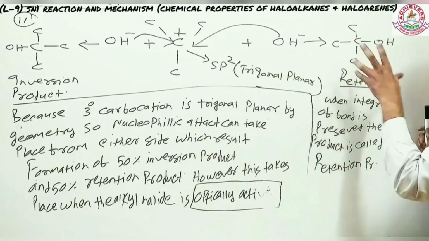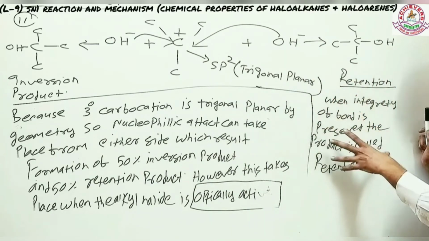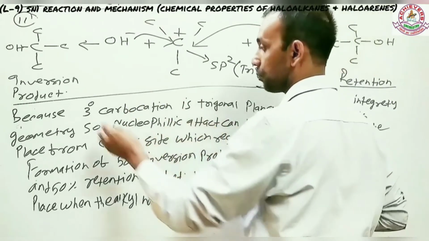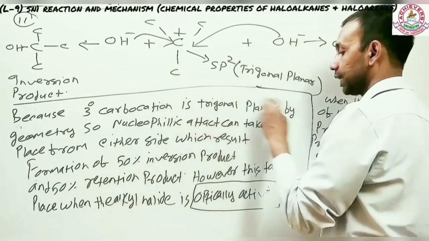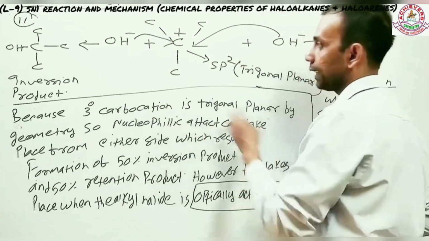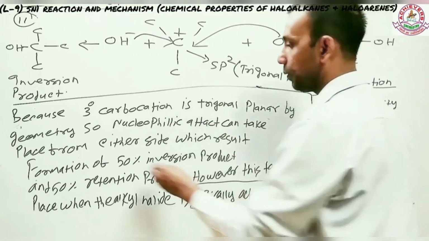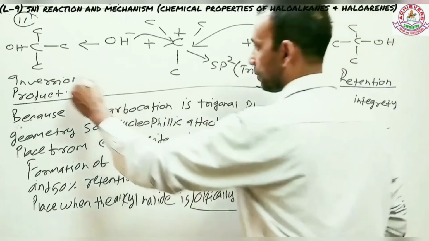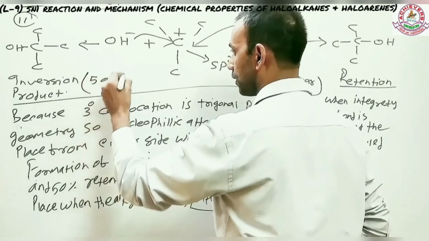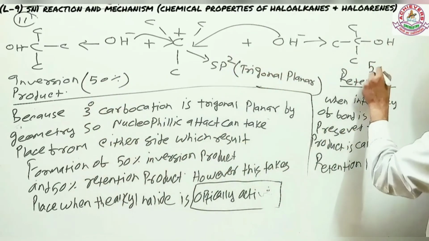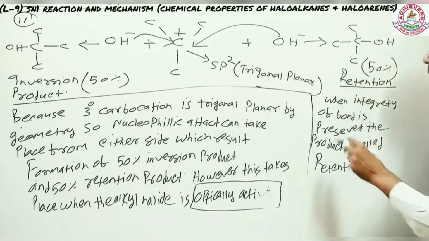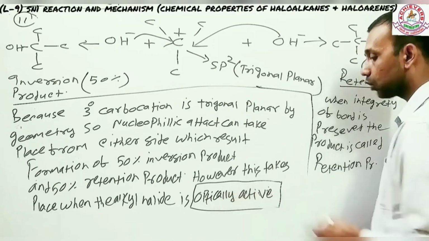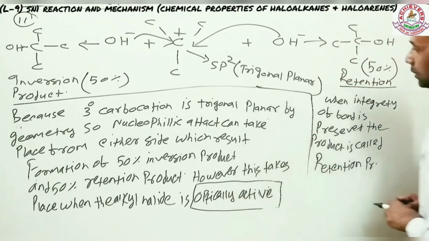Now the question is, why are there two types of product and when will there be two types of product? The answer is right here. Because the 3-degree carbocation is trigonal planar by structure, nucleophilic attack can take place from either side, and therefore 50% of the product is inversion and the remaining 50% is retention. So let me write it here again. This is 50% and this one is also 50%. Something else is also generated, but this only happens when the alkyl halide is optically active. This is the new topic coming up, which I will discuss in the next video.